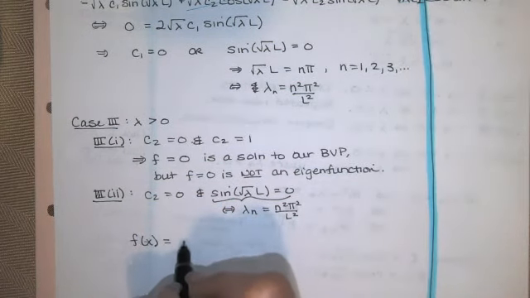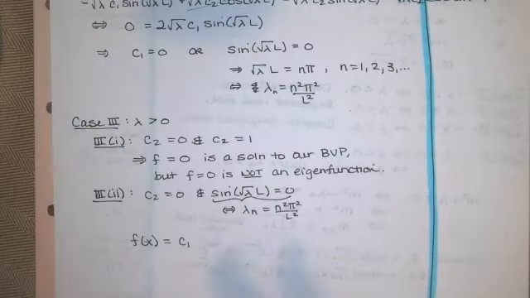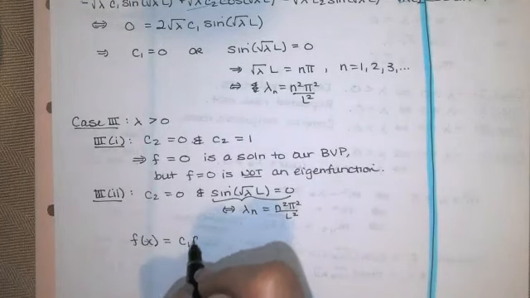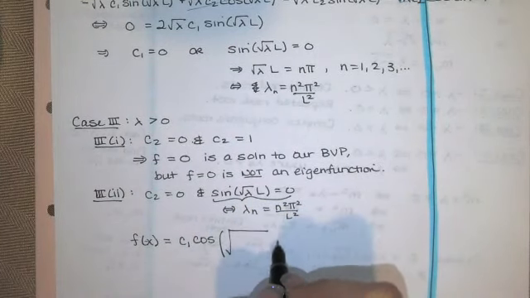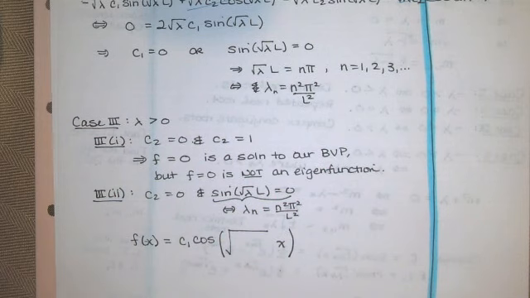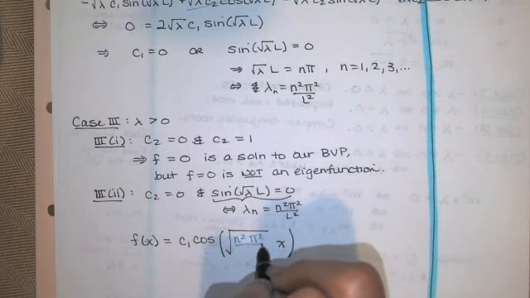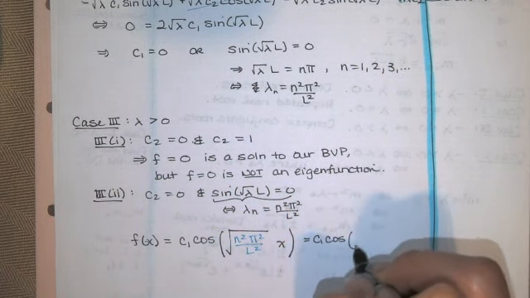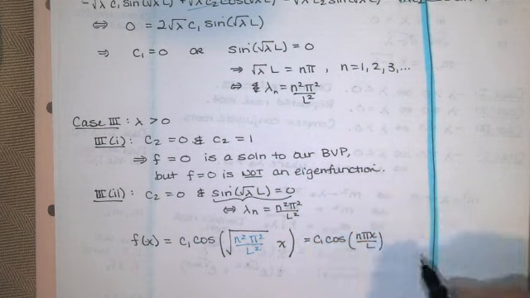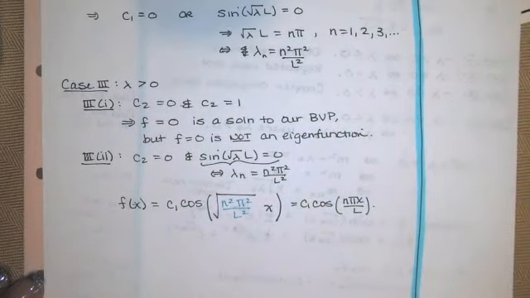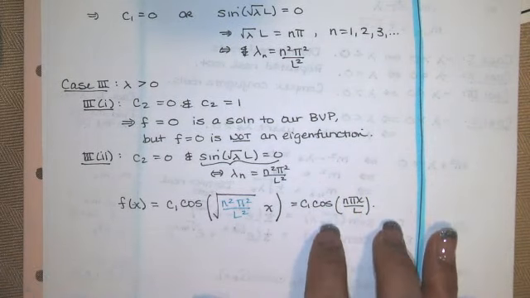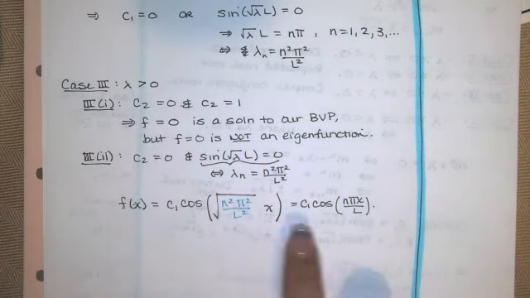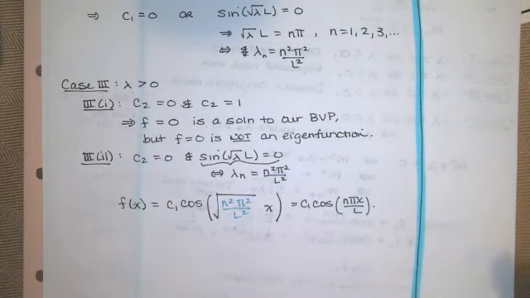F of x equals C1 times cosine of the square root of lambda times x, and lambda is n squared pi squared over L squared. We get C1 times cosine of n pi x over L in that case. Okay, so we get eigenfunctions from this. When lambda sub n equals n squared pi squared over L squared, f of x would equal any constant times cosine of n pi x over L.